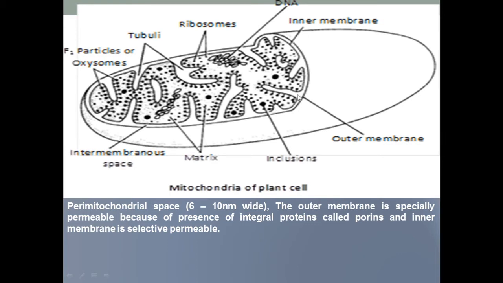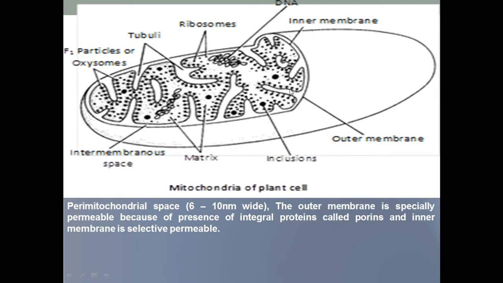Whatever this space is, it is known as the intermembrane or perimitochondrial space, and it is about 6 to 10 nanometer wide. The outer membrane is freely permeable because of some integral proteins present in it called porins. So outer membranes have porins, and because of that they are freely permeable, and the inner membrane is selectively permeable.